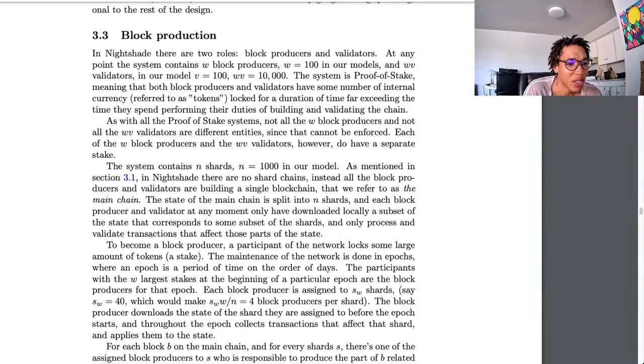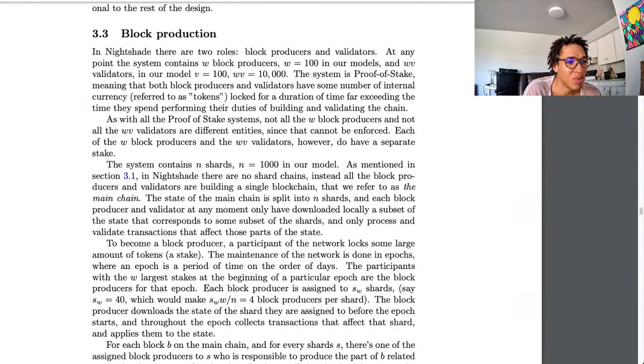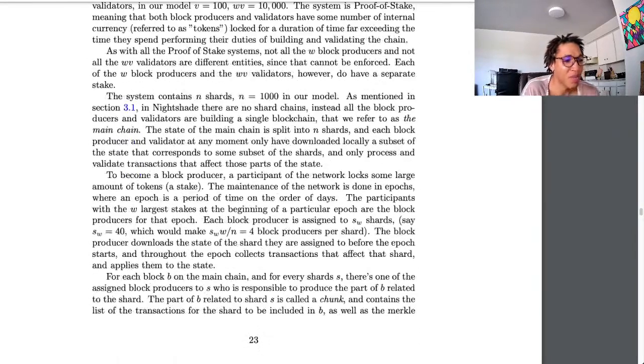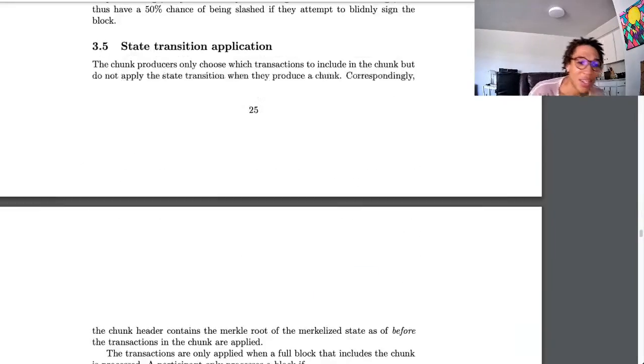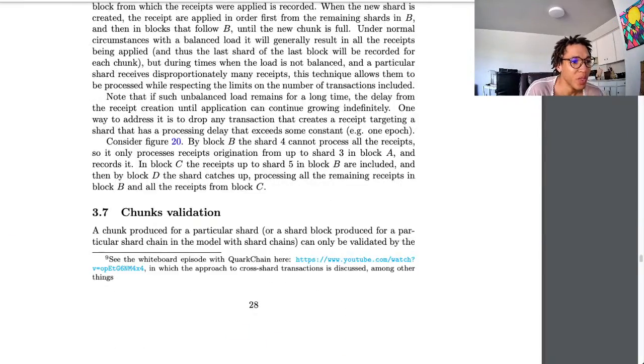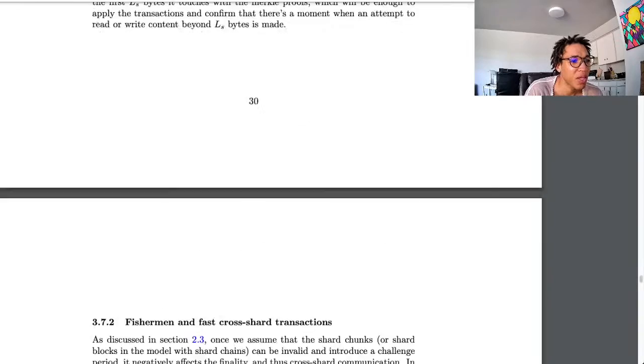Here. Each block producer is assigned to SW shards. Okay, so SW. They had it outlined very well. Let's get back down to where we are supposed to be.